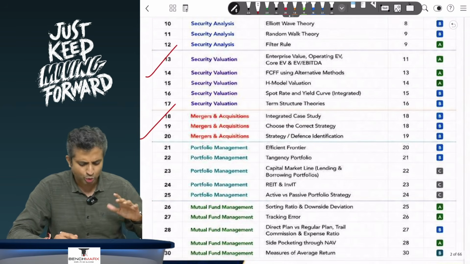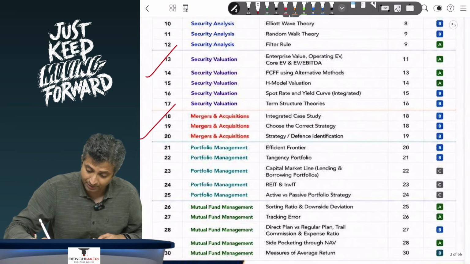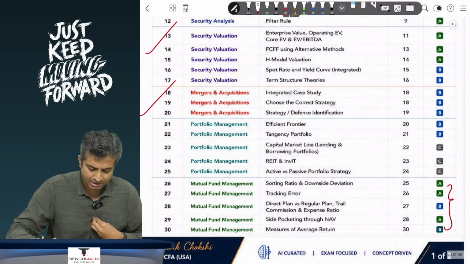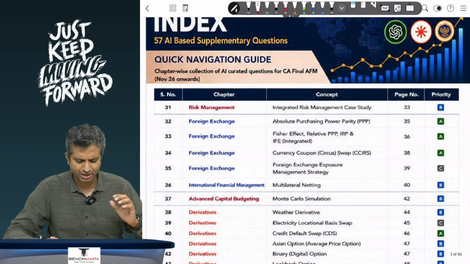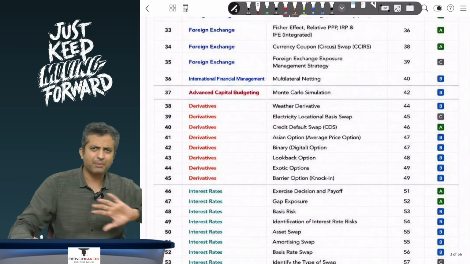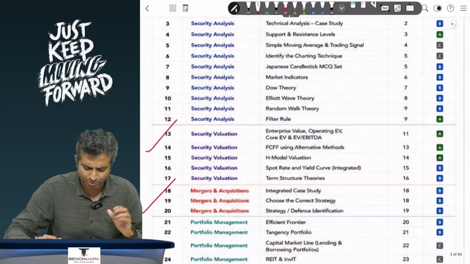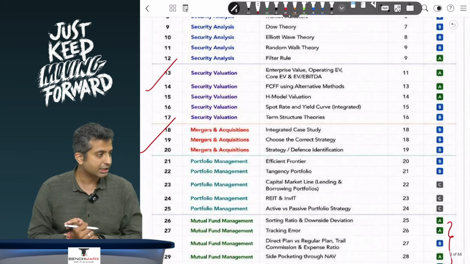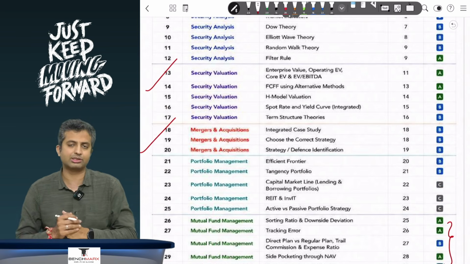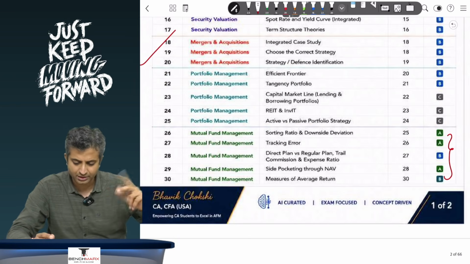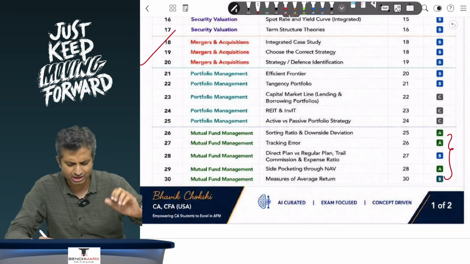Now today we are going to do portfolio, mutual fund. I would say a lot of important questions are there in the mutual fund section. So we'll pick up mutual funds first. Portfolios, mutual funds, risk management, foreign exchange. Largely, most of the topics other than derivatives, interest rates and a few miscellaneous topics we'll try to cover in this session, and the last session will have the remainder. So we'll pick up mutual funds first, then go to portfolio, which has category B and C topics.